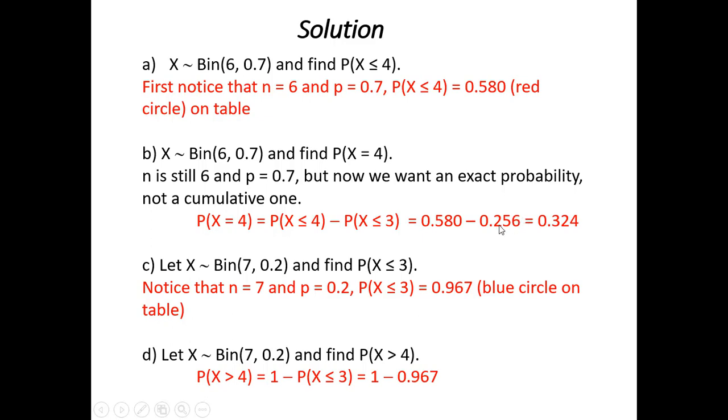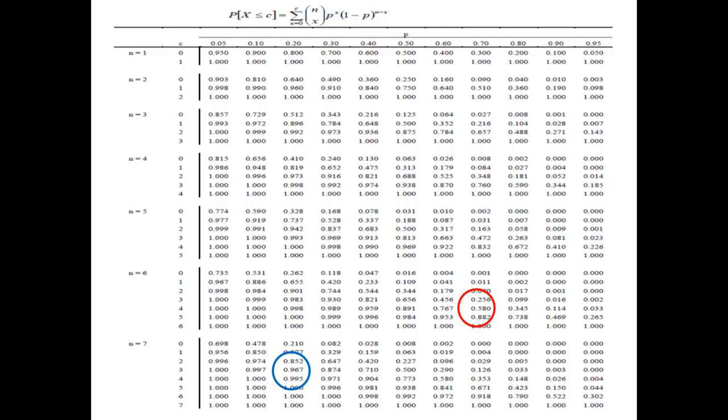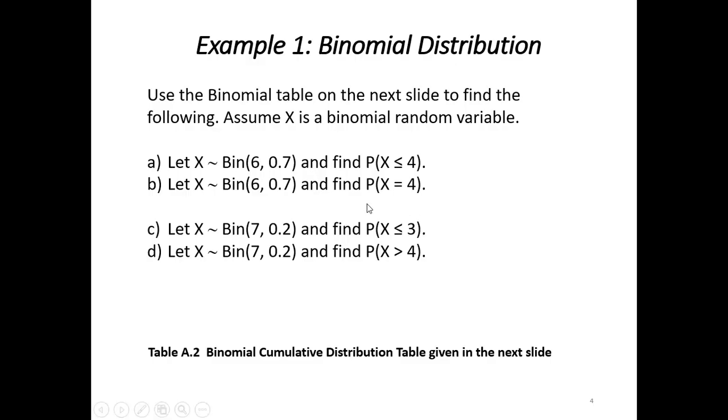Okay, then we have another pair of questions, C and D. In part C, x is binomial, where n is 7, and now p is 0.2. So the first question here is find the probability x is less than or equal to 3. And then the second is the probability x is greater than 4.